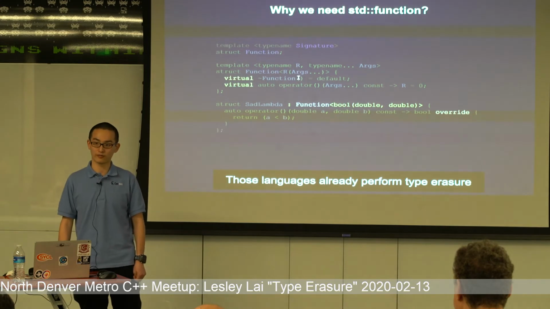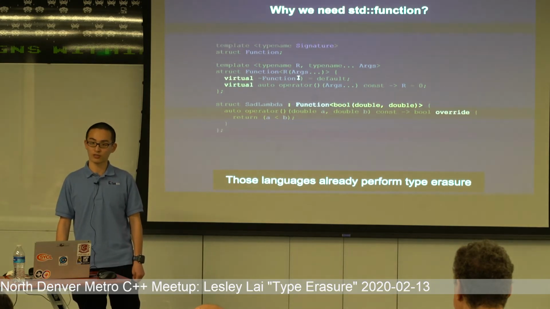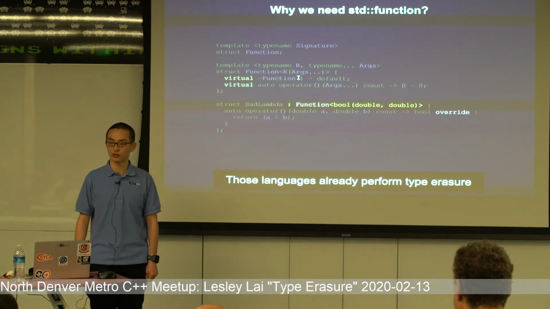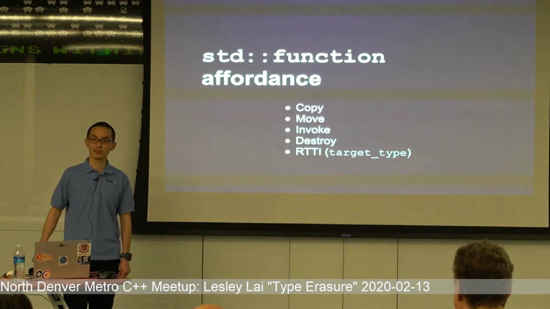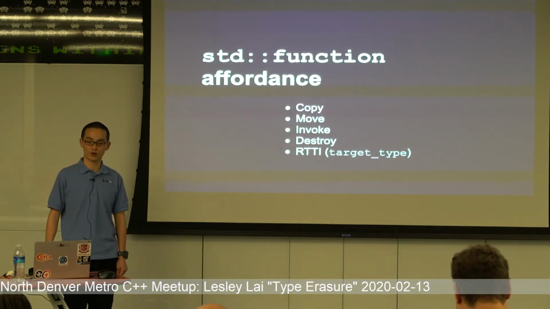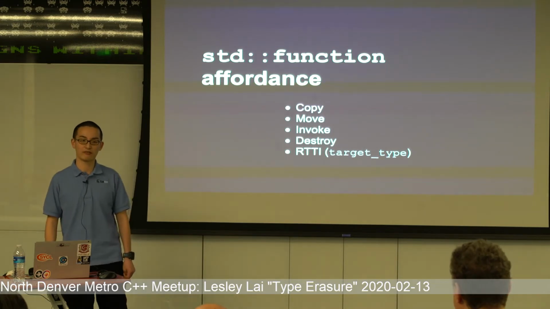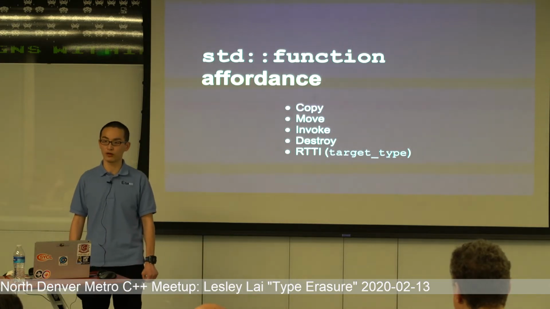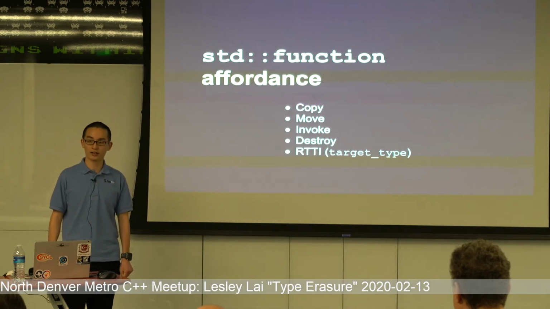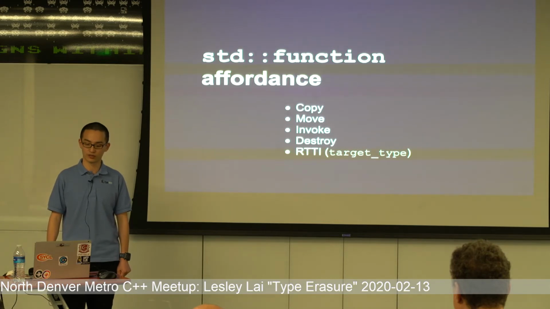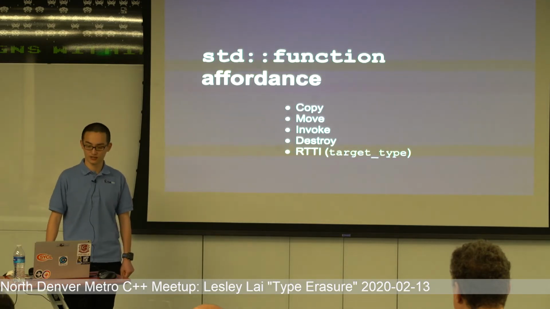Because all those languages have the problem that we don't know the size of a function object or a closure, the only way to do it is dynamic allocation. In C++, we don't want all of that, so we have std::function whenever we really want that dynamic polymorphism. std::function supports several operations: copy, move, invoke, destroying, and RTTI.